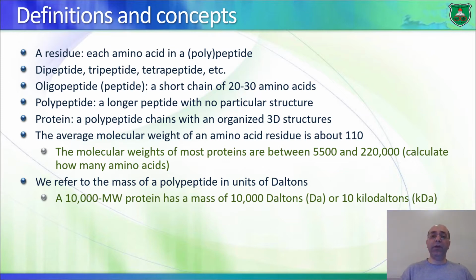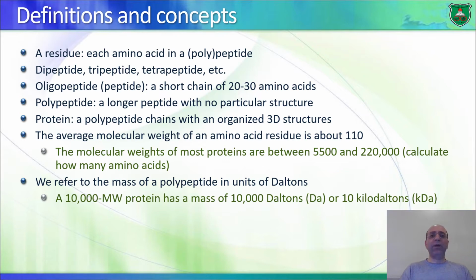If I say protein, now a protein is a polypeptide. The difference is that a protein has a specific three-dimensional structure and a defined function. A polypeptide is just a stretch of a large number of amino acids connected to each other, with no specific three-dimensional structure. But when a polypeptide folds and forms a three-dimensional structure, now that's a protein.